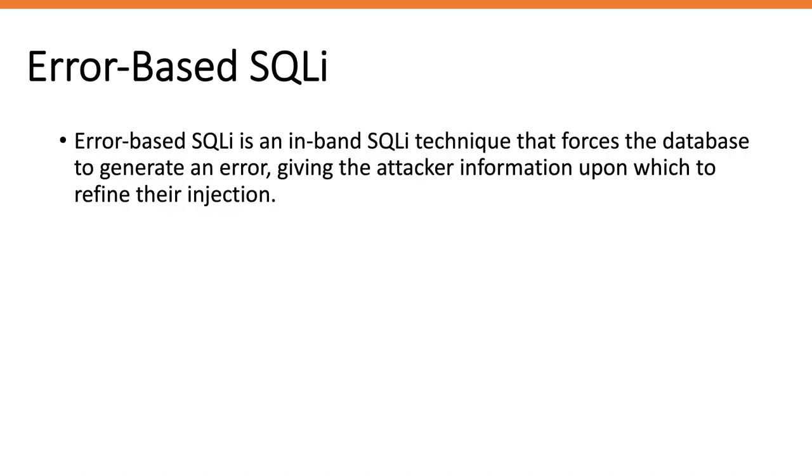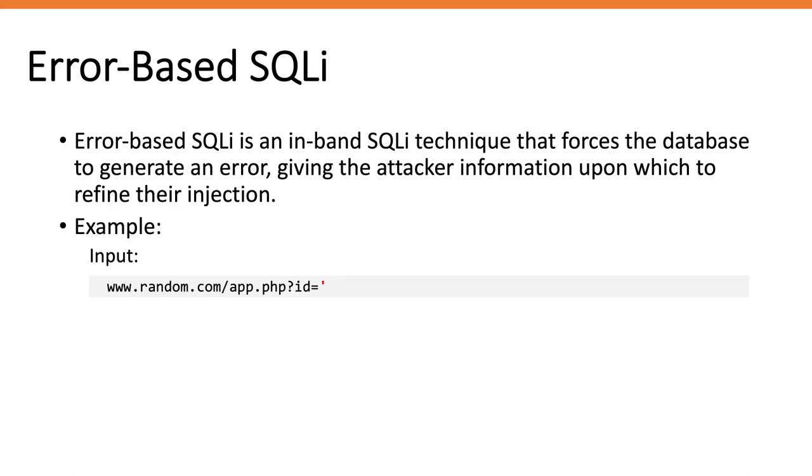Error-based SQL injection is an in-band SQL injection technique that forces the database to generate an error, giving the attacker information that could potentially aid in developing the injection payload. So let's take an example. Imagine you have an application, www.random.com, that has an ID parameter that is vulnerable to SQL injection.